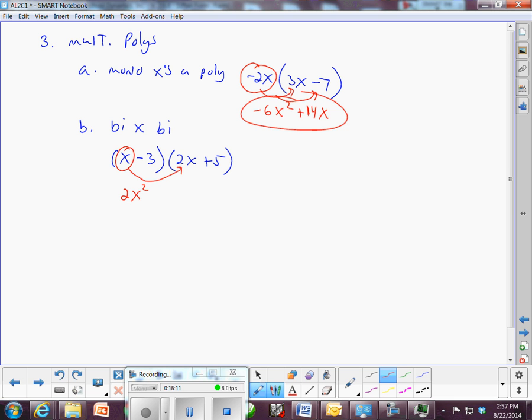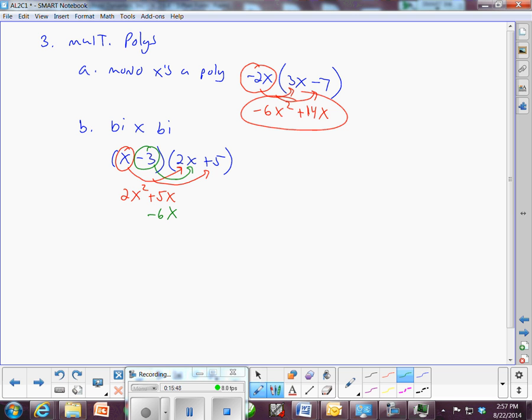X to the first times x to the first is x to the 1 plus 1, or x squared, right? We're multiplying. All right, now let's distribute the x to the back term. A 1x times a 5, 1 times 5 is 5, and then it's times the x. And so you end up with 5x. Okay, we distributed the front term of the front polynomial. Let's distribute the back term of that front binomial. Negative 3 times a positive 2x. Negative 2 times 3 is a negative 6 times x is a negative 6x.